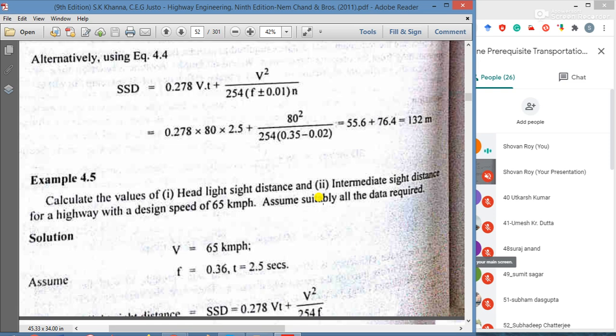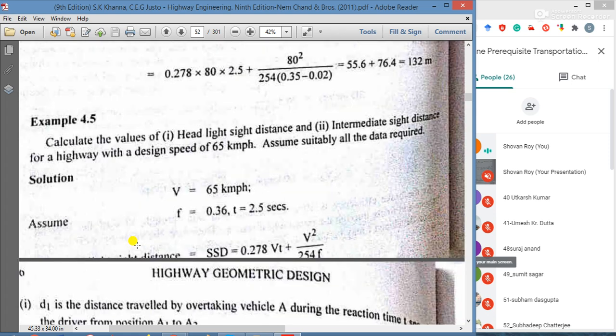In general, when we design a road or practice these sight distance calculations in our road design, we don't practically consider headlight sight distance and intermediate sight distance. However, the IRC has mentioned them in their code. Let's see how to solve it, as a question might be asked in the exams.